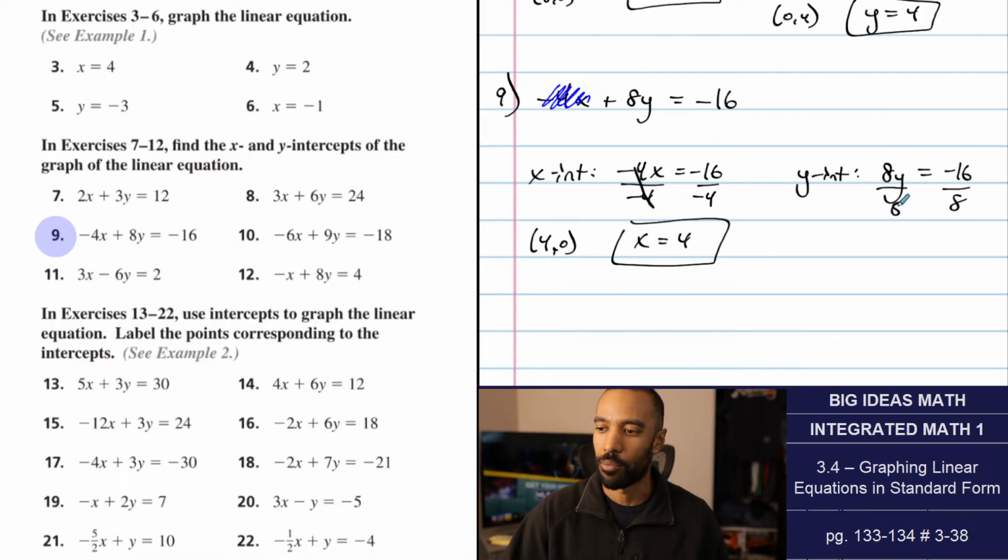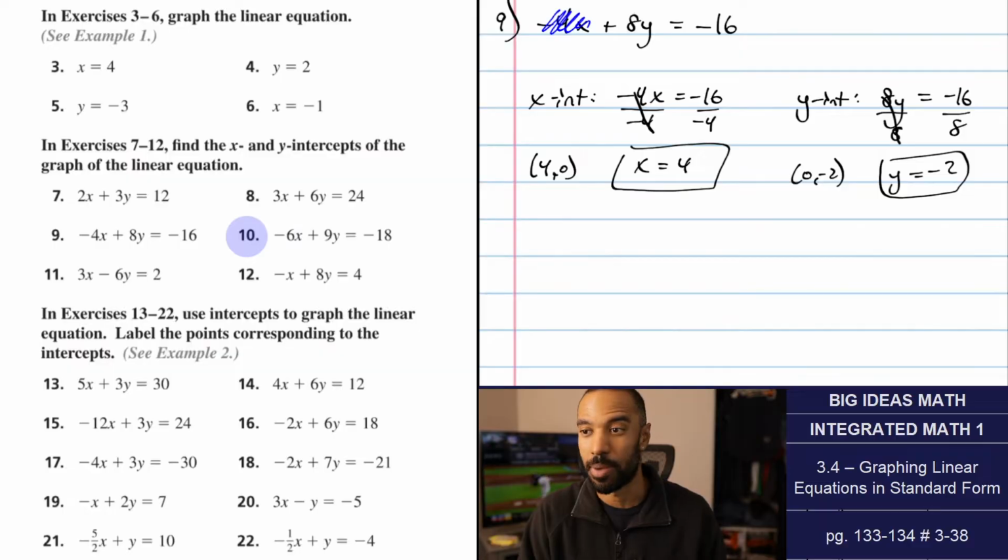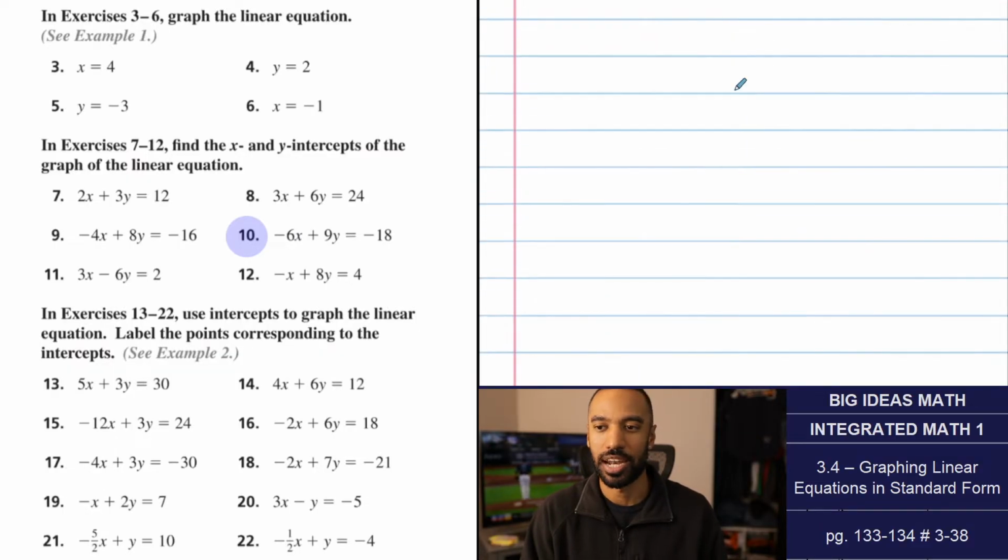The value of y when x equals 0 is negative 2. Our first negative y-intercept. Congratulations. (0, negative 2) is where that one crosses. Number 10. Do I have to cross them out anymore? I will cross it out on number 11 again. You'll see why in just a moment.